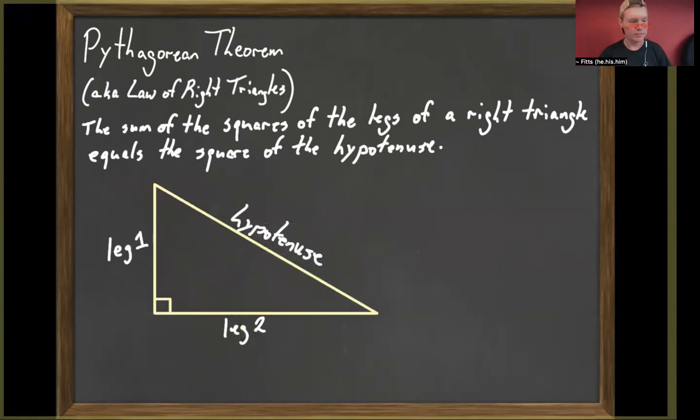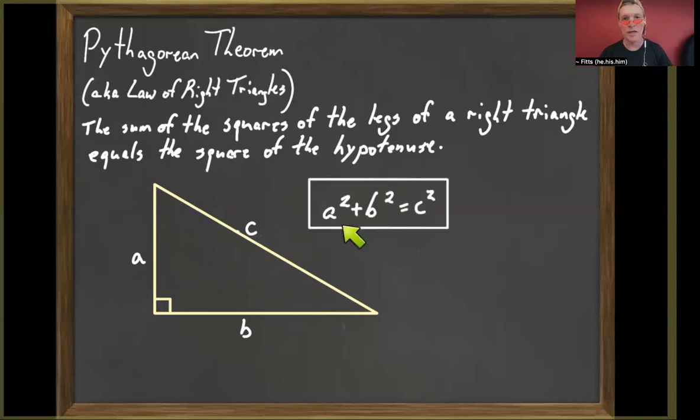So what we're going to do is call this, and I always label them A, B, and C in alphabetical order based on size. So the shortest side is A, the second shortest side is B, and then the hypotenuse is always going to be C. If that's the case, what it's saying is A squared plus B squared equals C squared. We're going to look at some proofs on why this works. But here we go. Let's look at an example.